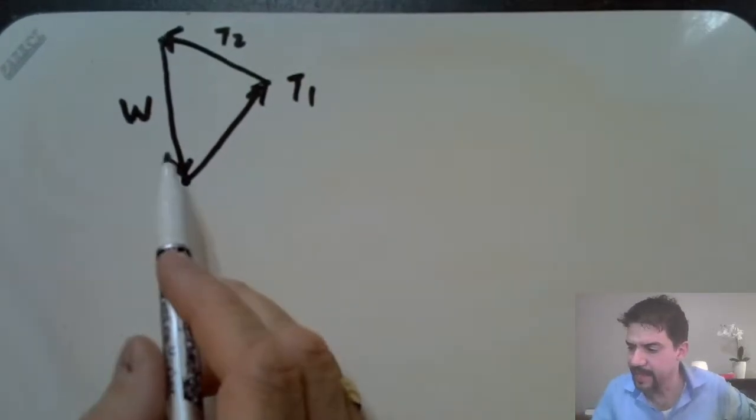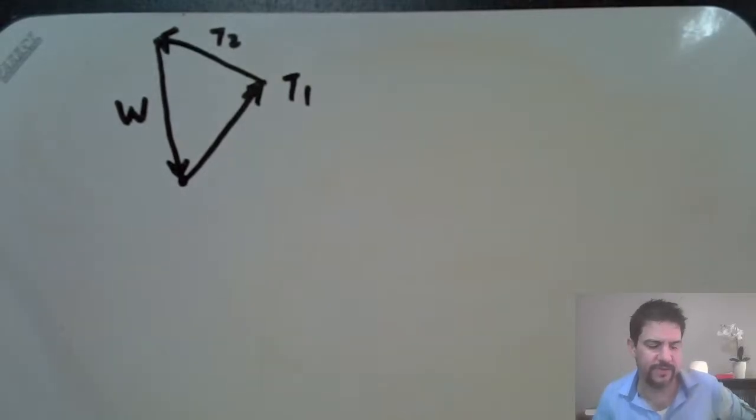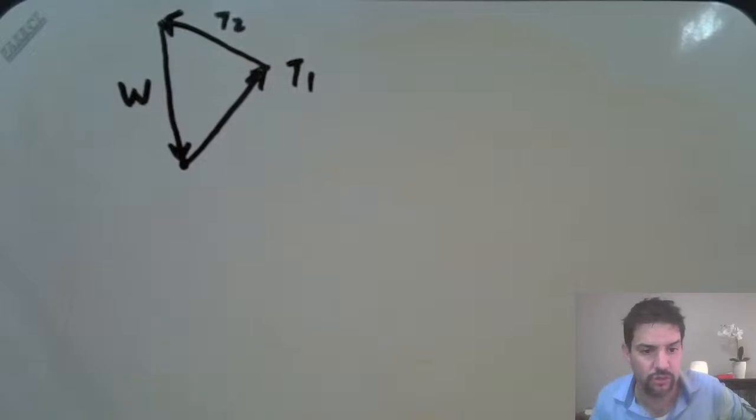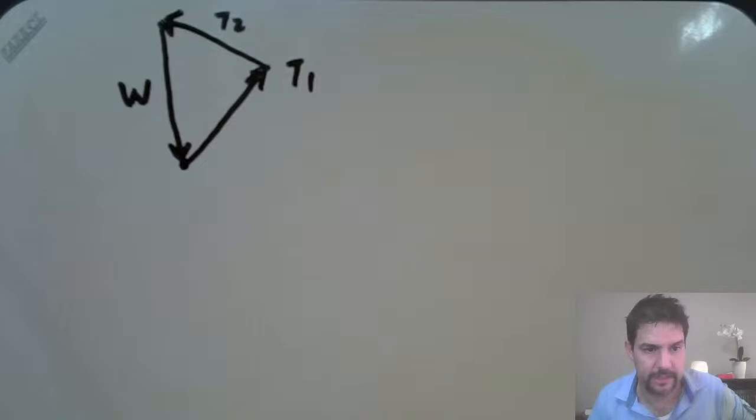It means the head of the last vector will end on the tail of the first vector you draw. And that one is the closed vector diagram that they want you to draw in the question. They don't ask for a free body diagram. This one is a vector diagram to show that it's in equilibrium.